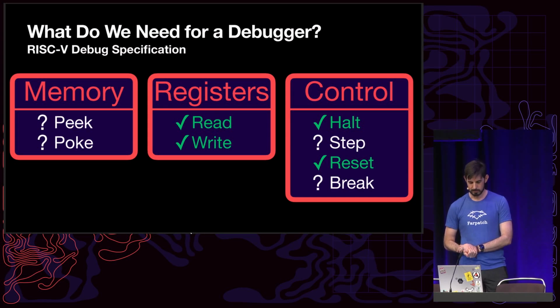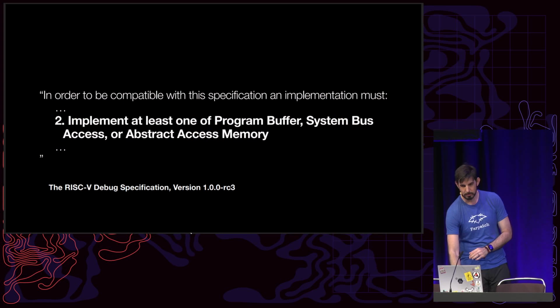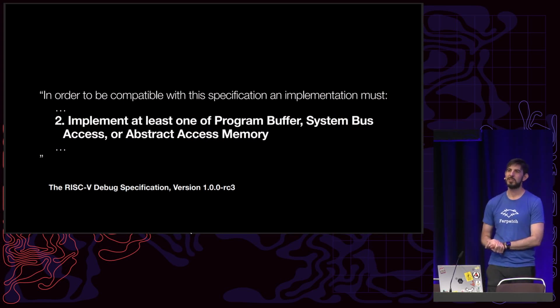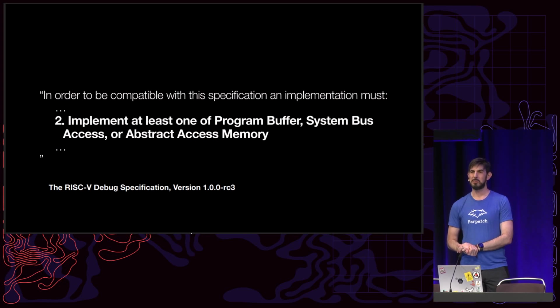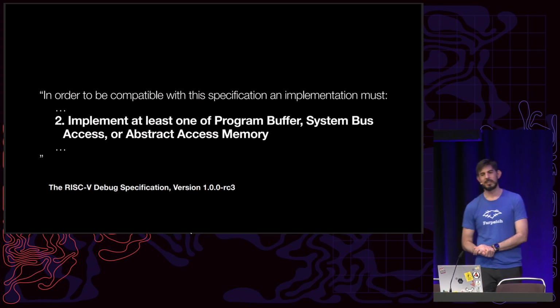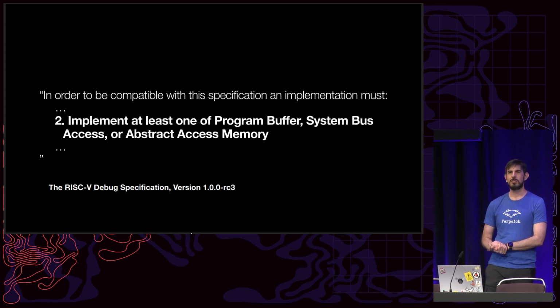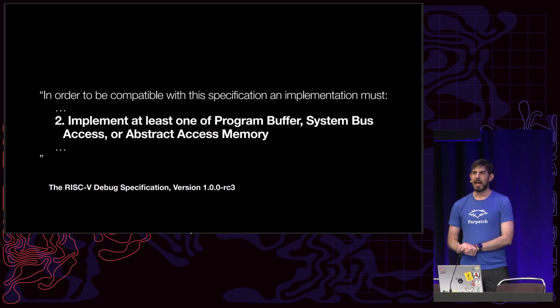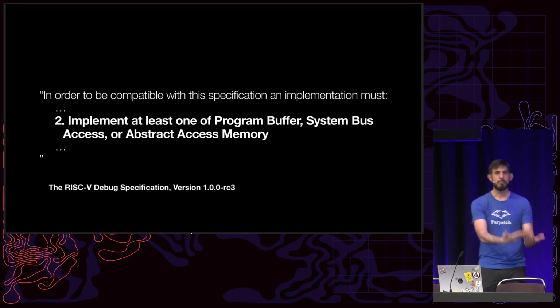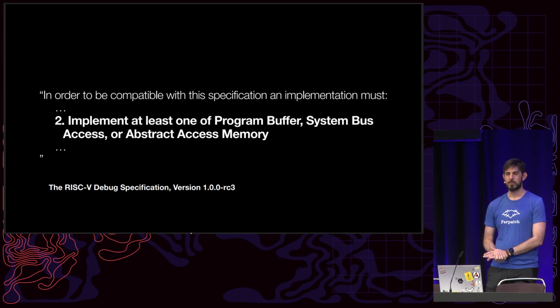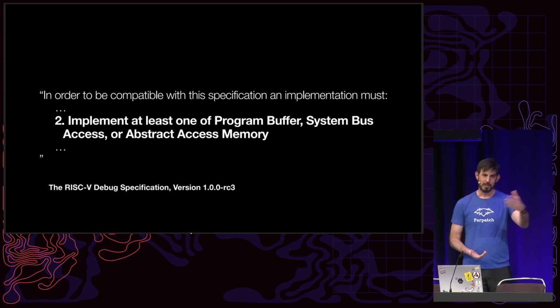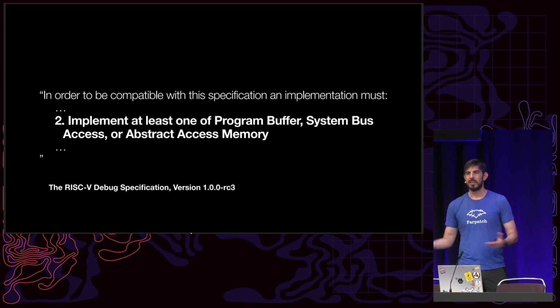Let's look at memory. Okay. Well, this is where things get a bit weird, because there's this line in the manual that says, in order to be compatible with this specification, an implementation must implement at least one of program buffer, system bus access, or abstract access memory, which means now we have a choose your own adventure. So as the person implementing the CPU, you get to pick which one of these you want to implement. But us, as the people implementing a debugger, we have to implement all 3 if we want to be able to work with every device. So the designer gets to choose, the debug author has to do all of them.